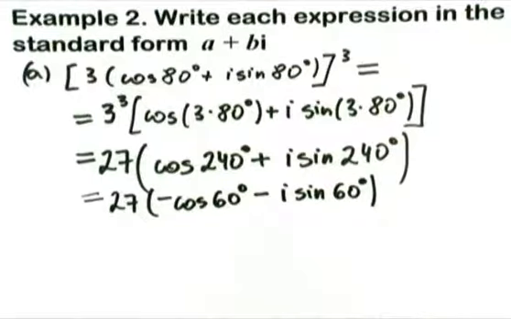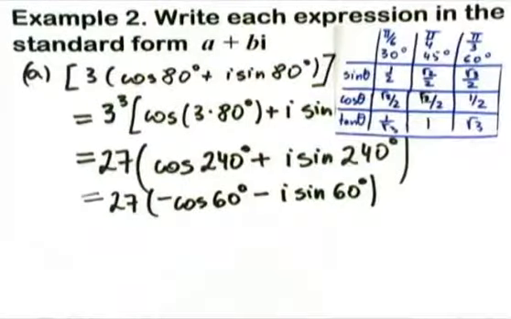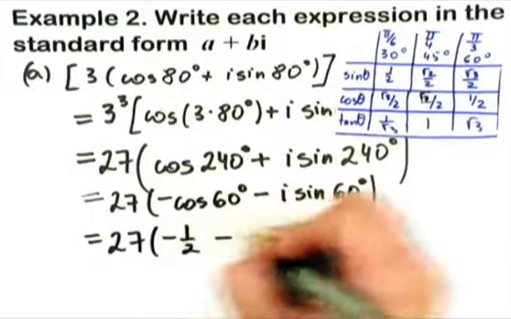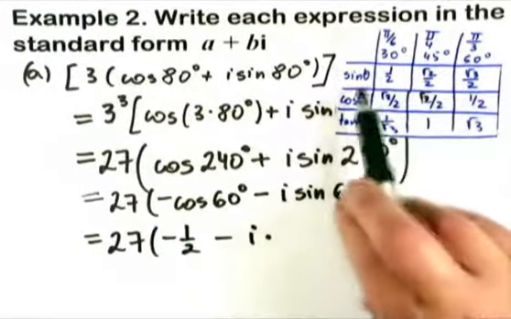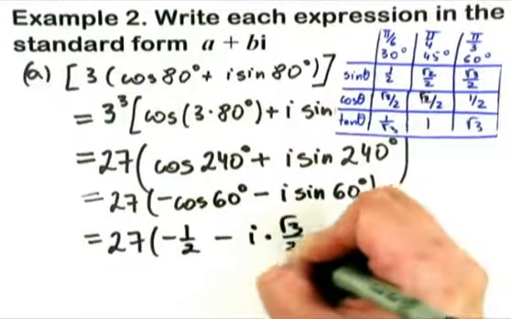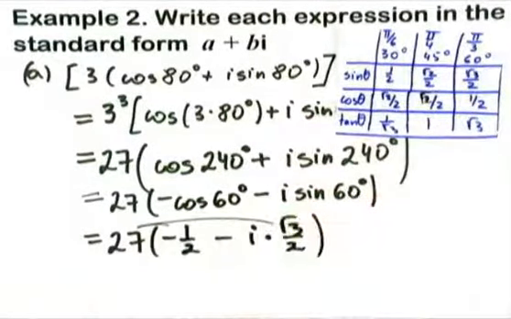Now we need to use our chart. So cos 60 degrees is 1/2, times minus 1/2, minus i times sine 60 degrees, which is root 3 over 2. Then we need to distribute the 27, and we are almost there.